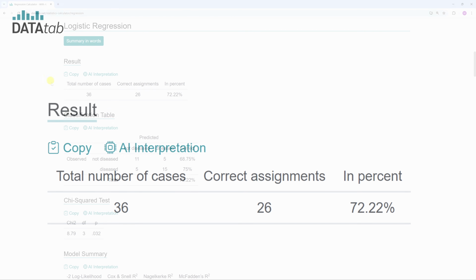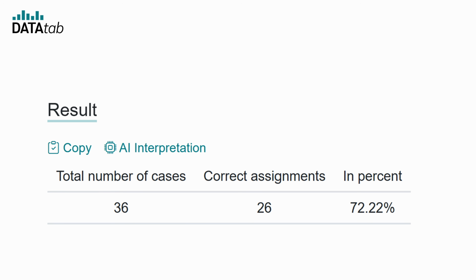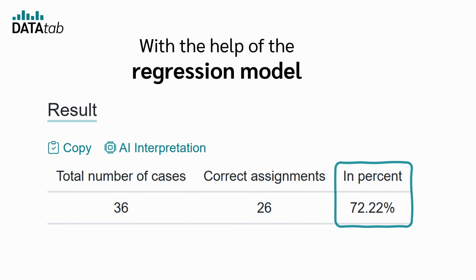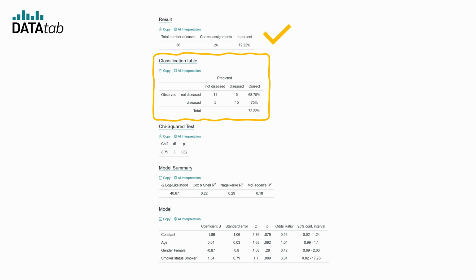Let's begin at the top. First, we get the result table. Here we can see that a total of 36 people were examined. With the help of the regression model, of these 36 persons, 26 could be correctly assigned. That is 72.22%. Next is the classification table.